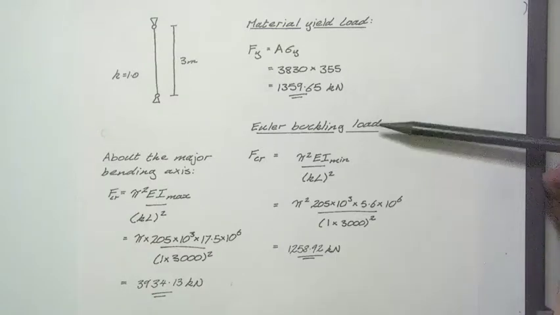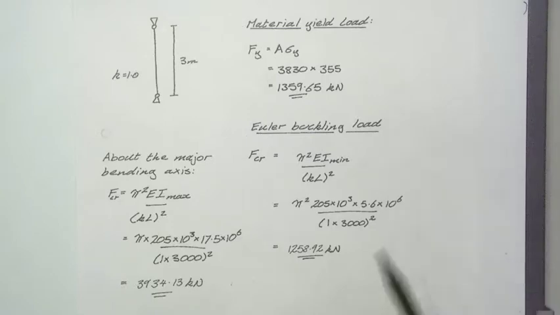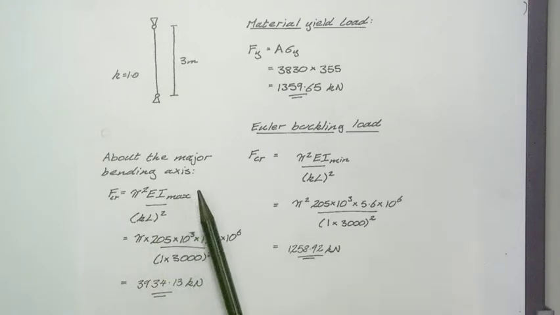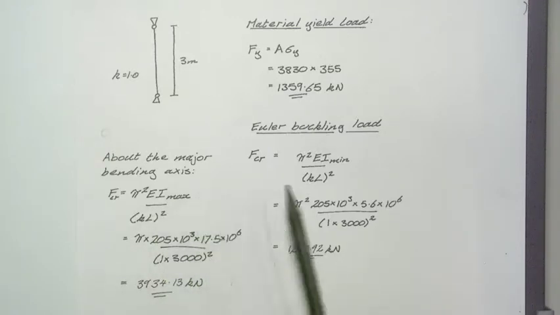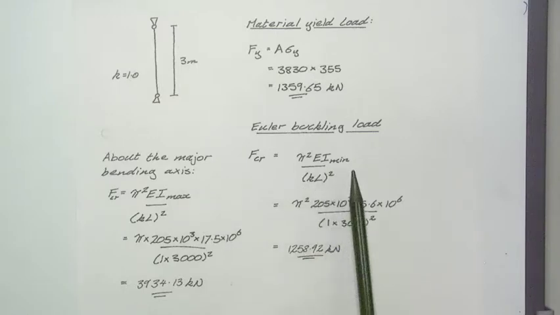For the Euler buckling load, I've done one calculation using I11. In this case, I11 is the same as Imax, so this is about the major bending axis. And then I've done one calculation using Imin, and in this case, this will be the same as I22. So this is obviously about the minor bending axis.